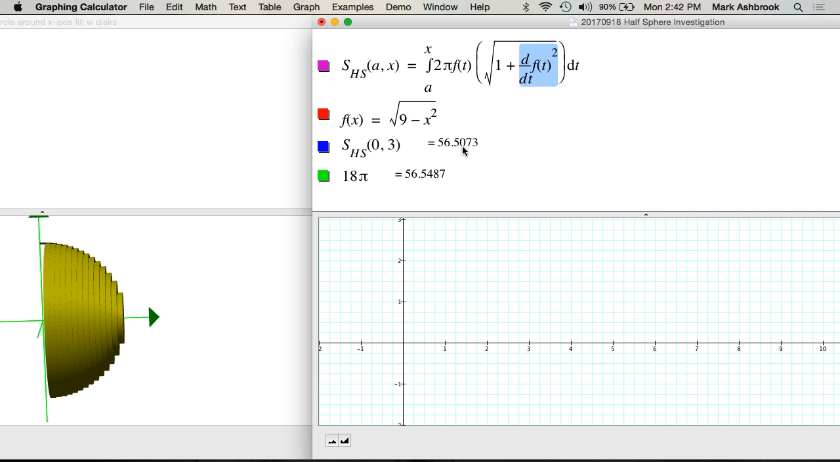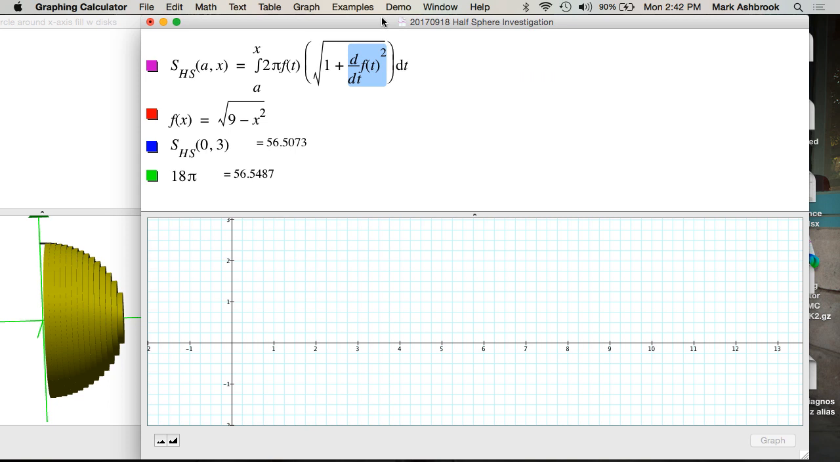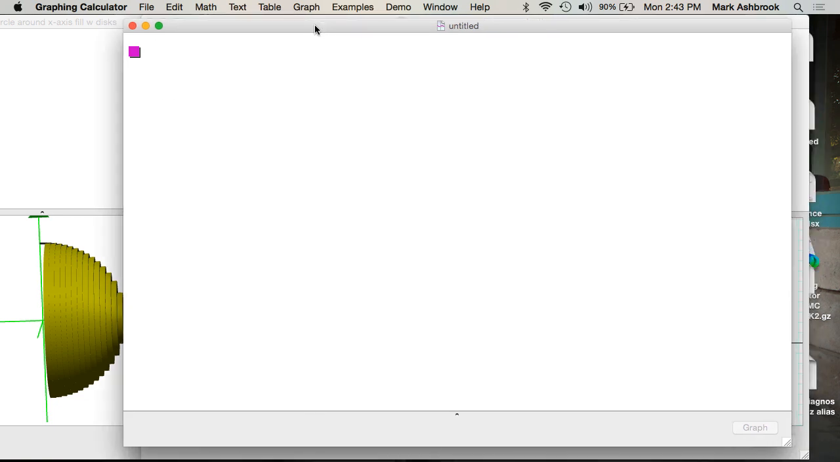Okay, so let's look at an example here. So how about if, I'll start a new GC file. Any questions on surface area, developing the formula, rate of change, the half sphere? Any questions before I go on? Okay, so let's look at a new function. I'll call it g. And it's going to be 2 minus 2/3 x. Okay? So let's graph that from 0 to 3.